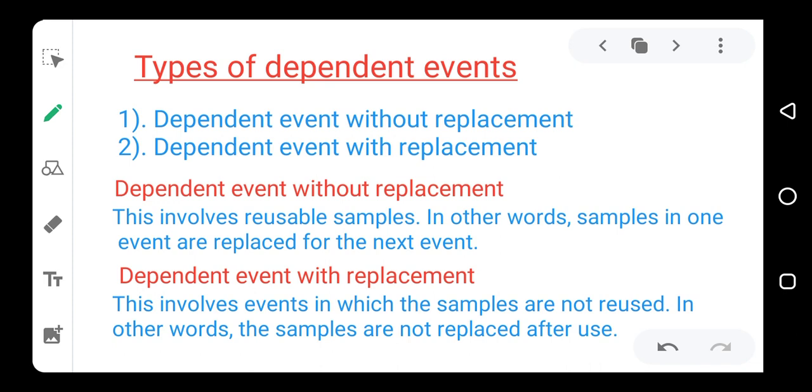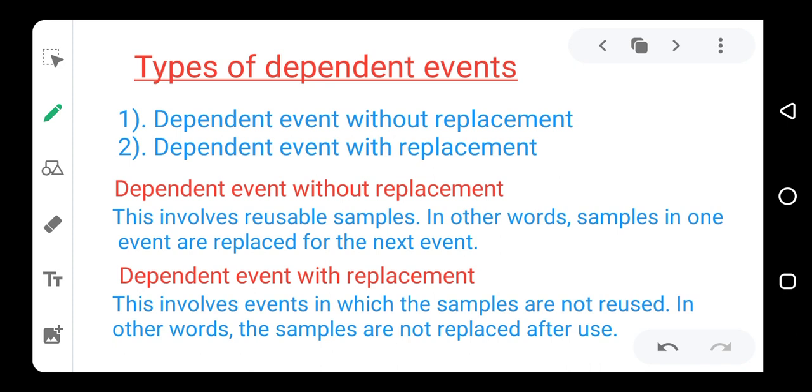But in a dependent event with replacements, you pick a sample and you put it back into maybe the bag or where you picked it from, making the sample available again for you to pick from. That is what we call dependent event with replacements. Of course, something like this can occur. Maybe you have different coins in your pockets. You have 50 kobo, 100 kobo, and 25 kobo coins.